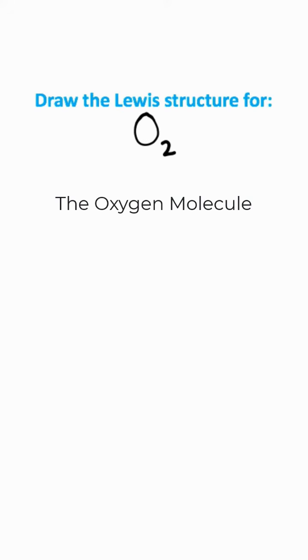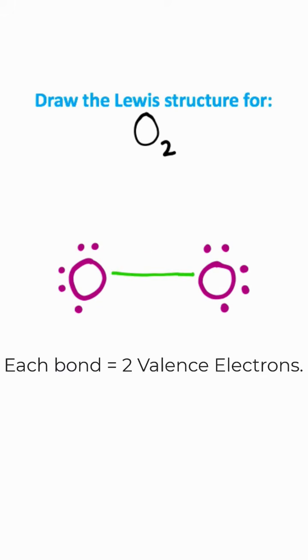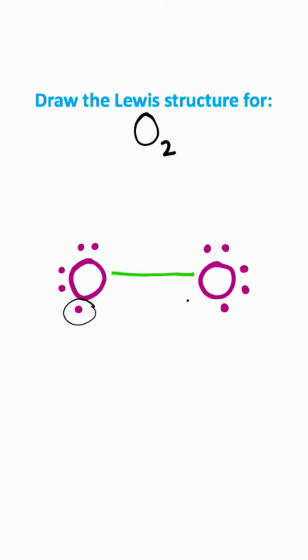So in this case, we have 2 oxygen atoms right here, and each oxygen atom has 6 valence electrons. Now I'm going to take these valence electrons here and I'm going to bond. Now we have a problem with this Lewis structure right here, because notice we don't have 8 valence electrons on each oxygen, but notice right here we have an unpaired electron.